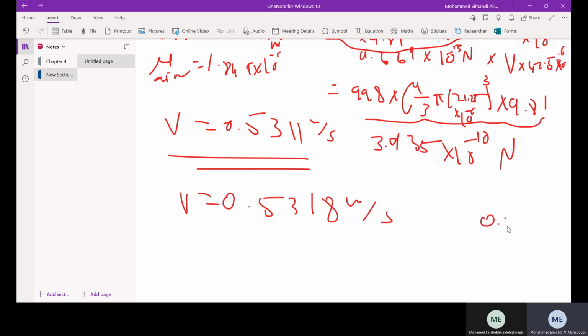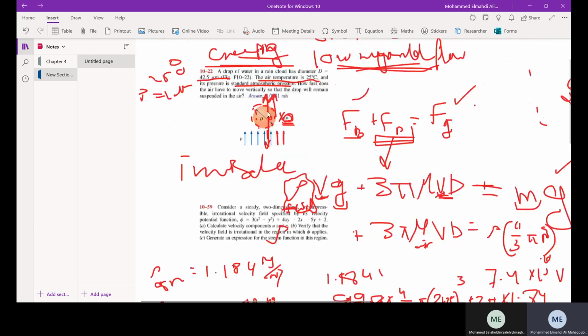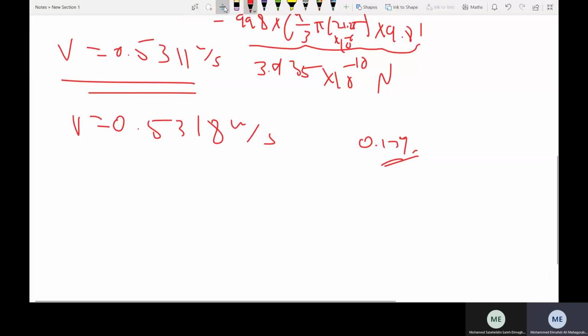It is approximately 0.13% error, so you can ignore it. It's not always the case, but you can ignore the buoyancy force when the particle is suspended in air, because air has a very low density. That's it. Enough of this. Let us focus on our question.